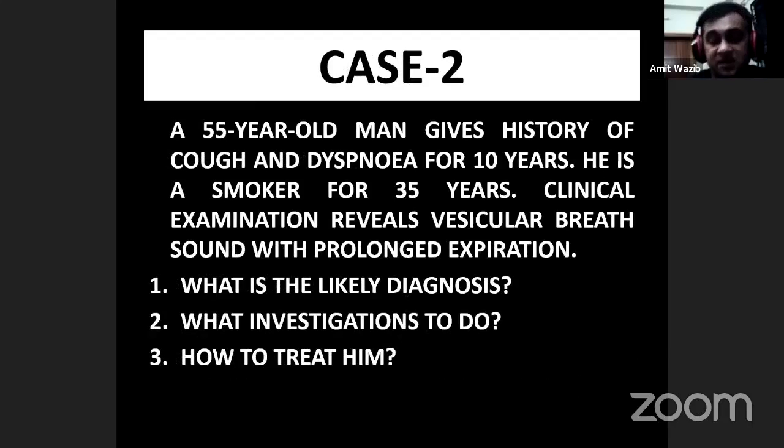So let's go into a case now. That is our next case. This is a clinical scenario. A 55-year-old man gives history of cough and dyspnea for 10 years. He's a smoker for 35 years. Clinical examination reveals vesicular breath sound with prolonged expiration. So what is the likely diagnosis? What investigations do you want to do, and how to treat the patient?